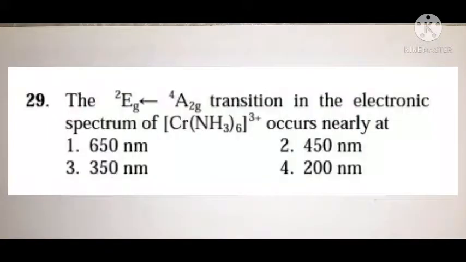Now we move towards our next question. It says this transition from 4A2g to 2Eg, the transition in the electronic spectrum of this chromium complex, occurs nearly at, and we have 4 options. So we have this transition for a chromium 3 plus complex, and you must find its frequency. And this question is also coming for 2 marks. That means this is also related to your part B. Okay, so let's do the solution of this question.